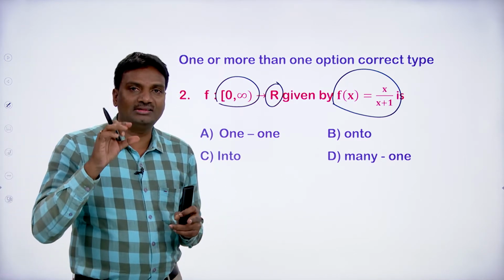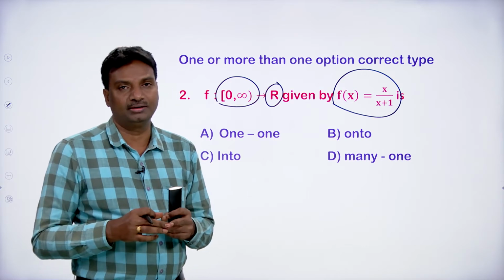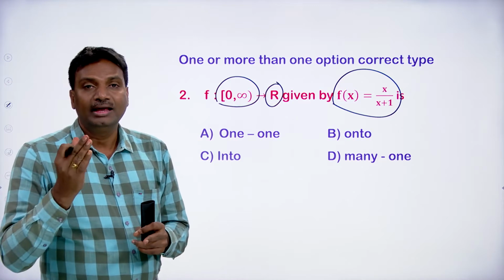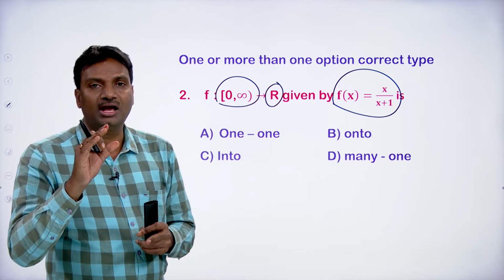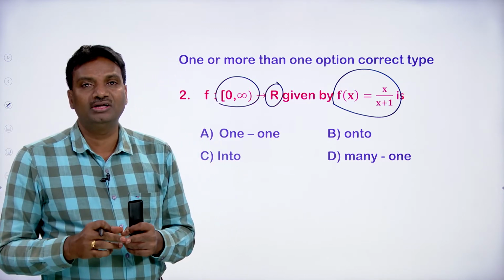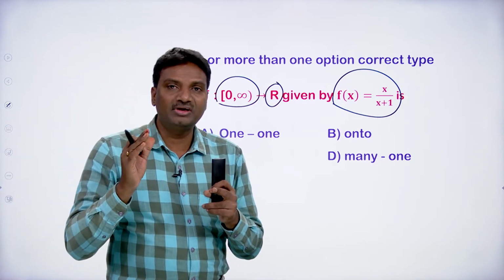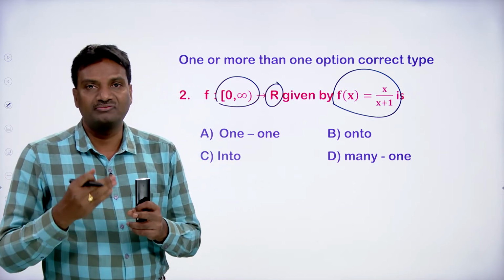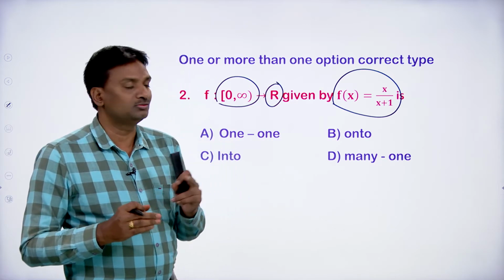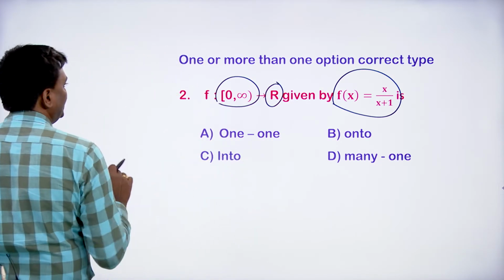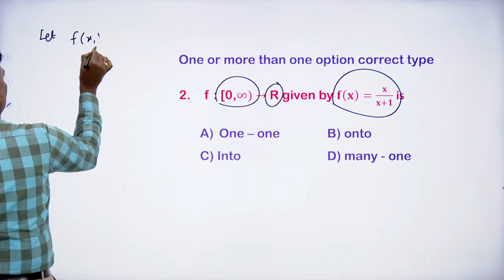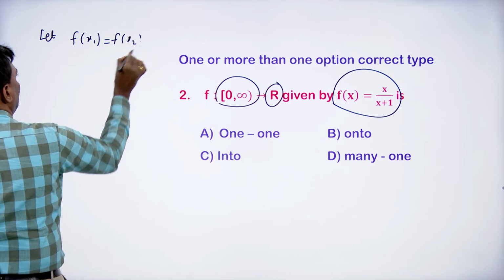First, let us check whether the function is one-one or not. To check whether a function is one-one, according to the definition, different elements of the domain must have different images in the codomain, or we can prove it by considering f of x1 equal to f of x2. After simplification, if we get x1 equal to x2, then we can say f is a one-one function. So, here let us consider f of x1 equal to f of x2.